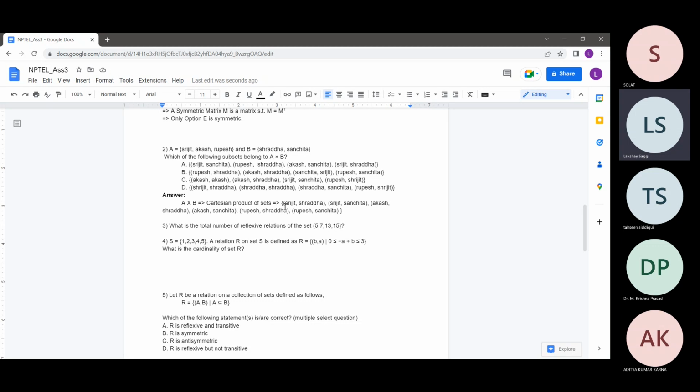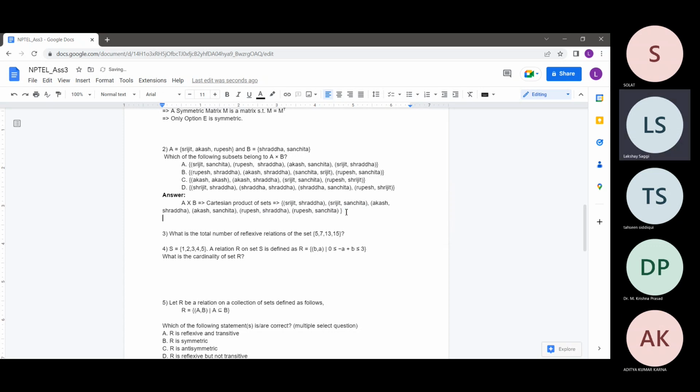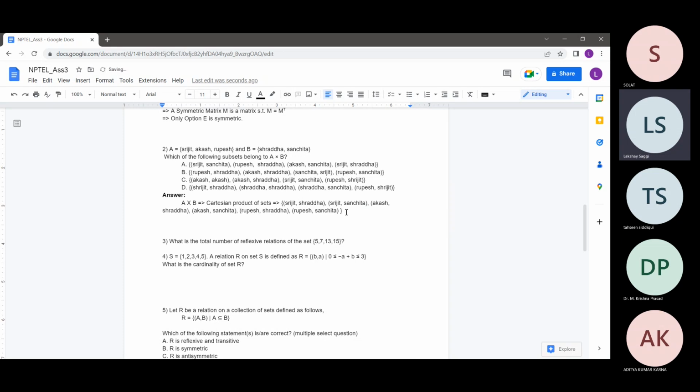Just for a sanity check, let's check the number of elements. It should come out to be 6, basically 3 into 2. There should be 6 possible pairings. So 1 pairing, 2, 3, 4, 5, 6. Yeah, we have 6 pairings. So that makes our Cartesian product, this A cross B. Now let's just try to see.